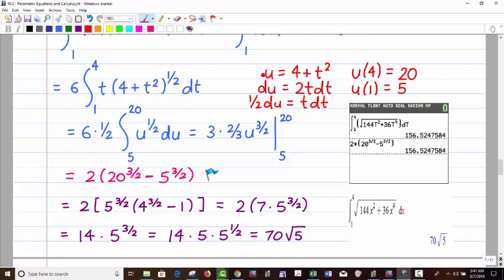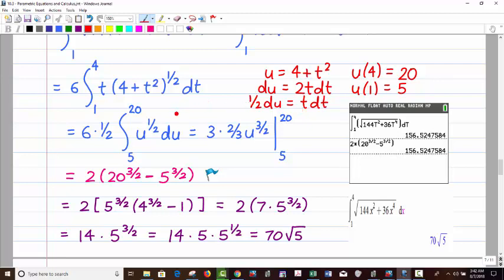Obviously, integration is an important skill to know anyway. U equals 4 plus t squared. Du equals 2t dt, so 1/2 du equals t dt. Change the limits. So you put in 4, you get 20. Put in 1, you get 5. And I never have to go back to x again.